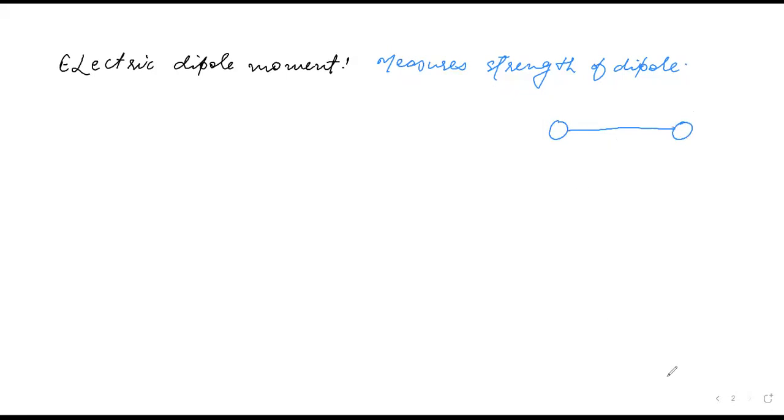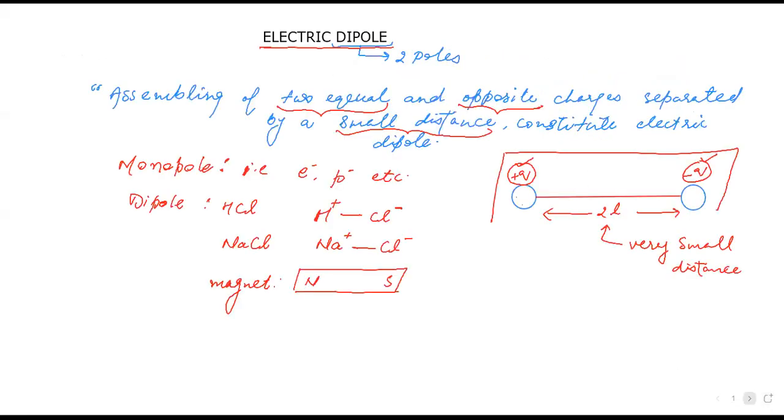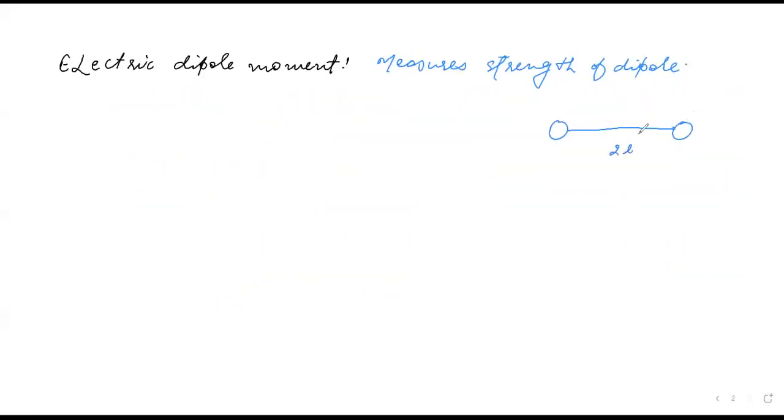You should draw once again the same dipole like this. Separation between them is 2L. We have taken 2L, right? And the charges on both ends are plus Q and minus Q. Then the strength can be measured with the help of the equation: P vector is equal to Q into 2L. This is the equation of electric dipole moment, which is used to measure the strength of the dipole.